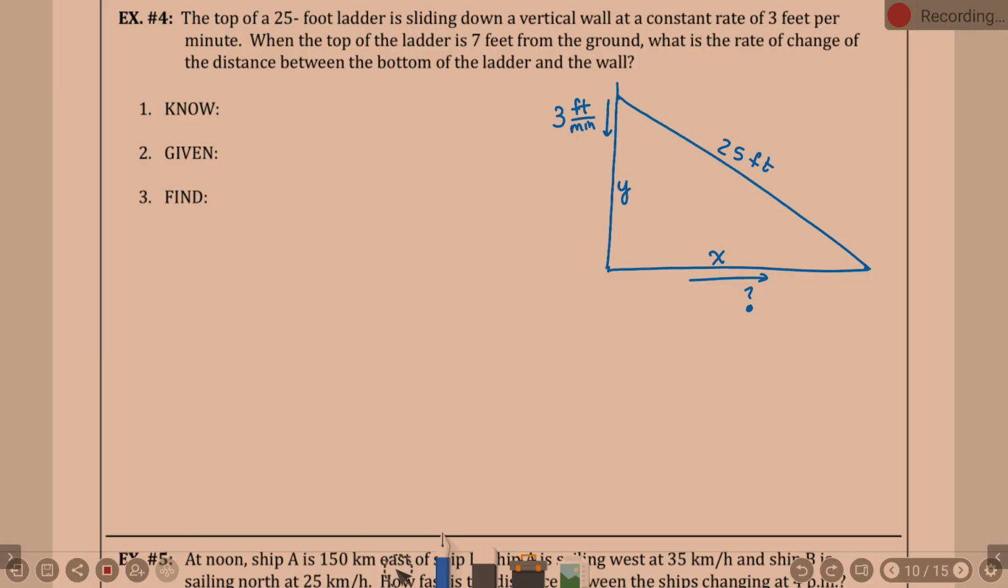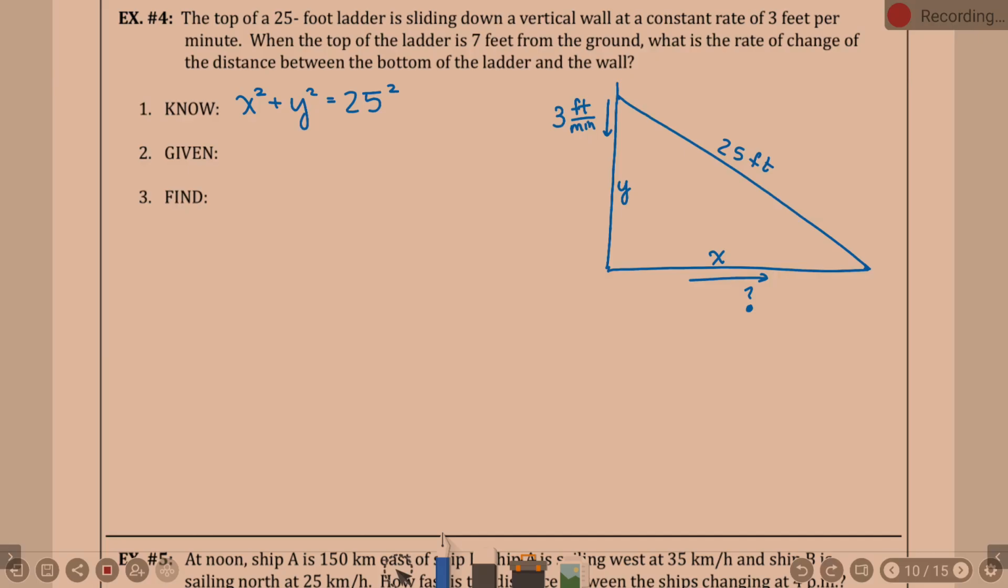So this is a very slow, very gradual fall, 3 feet per minute. For my equation, I'm going to use the Pythagorean theorem, but I'm going to make it x squared plus y squared equals 25 squared. We don't want extra variables in there that we're not going to have knowledge about. And 25 doesn't need to be a variable because it's not just when it's 25. It's 25 the whole time.